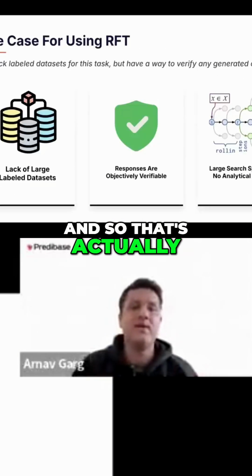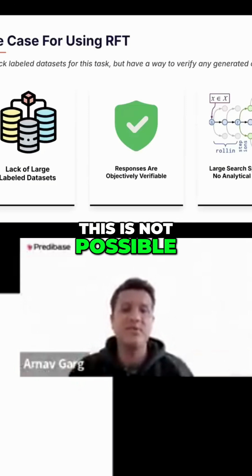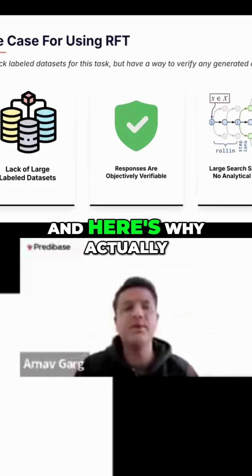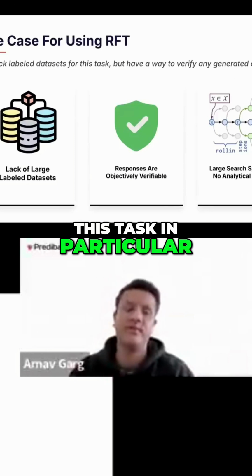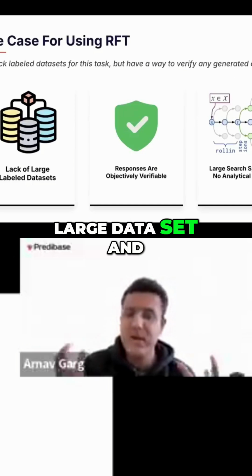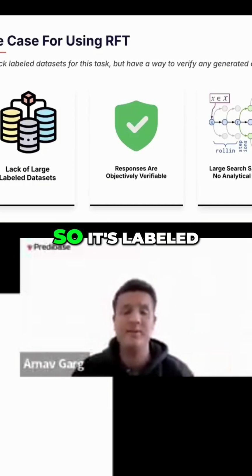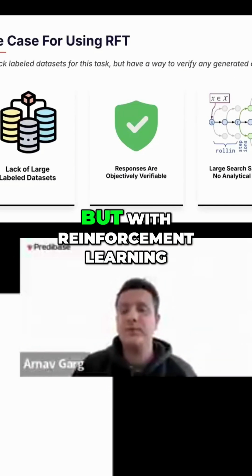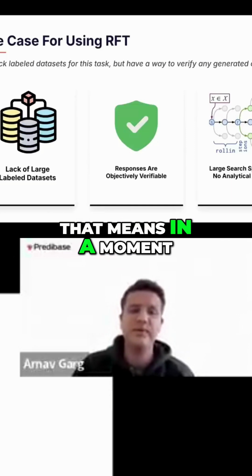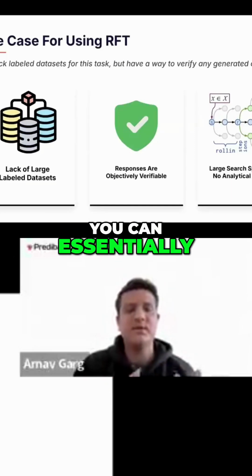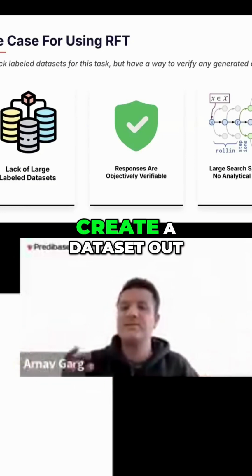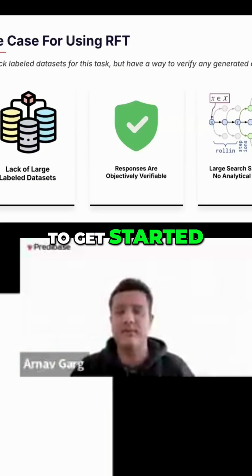And so that's actually where a task like this is now possible, through this new idea of reinforcement fine-tuning. And here's why this task in particular is a really good fit. The first is that we obviously lack a large data set, one that has input and output pairs, so it's labeled. But with reinforcement learning, because it's an online algorithm, I'll show you what that means in a moment, you can essentially just hand curate 10 examples by yourself and create a data set out of that. And that is enough to get started, right?